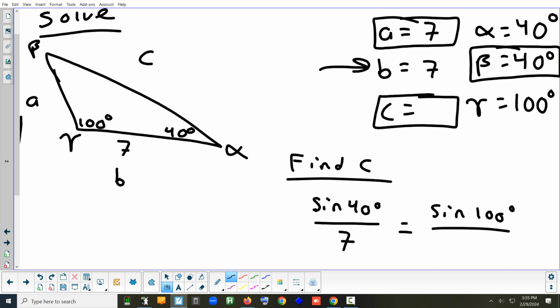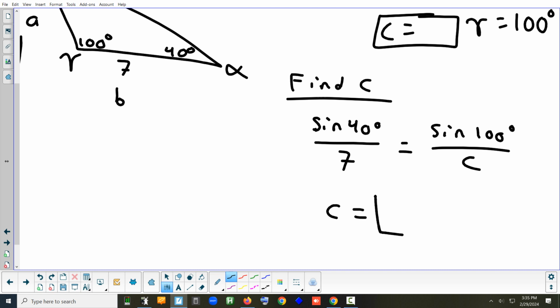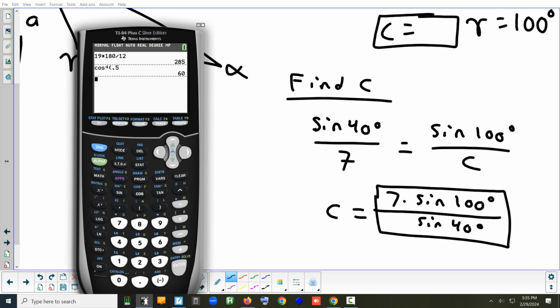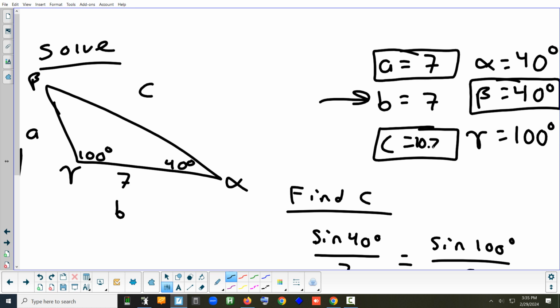Sine of 100 over C. And now how do we solve it? Cross multiply. So what will C equal as an exact answer? 7 sine 100 divided by sine 40. And that's it. So just type it in, see what we get. 7 sine 100 divided by sine 40. Make sure you close your parenthesis when you're done for your first argument before you hit enter, before you put your divided by sign. 10.725. That's how you find C.